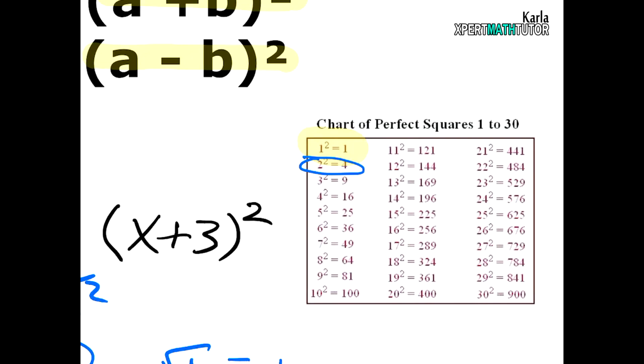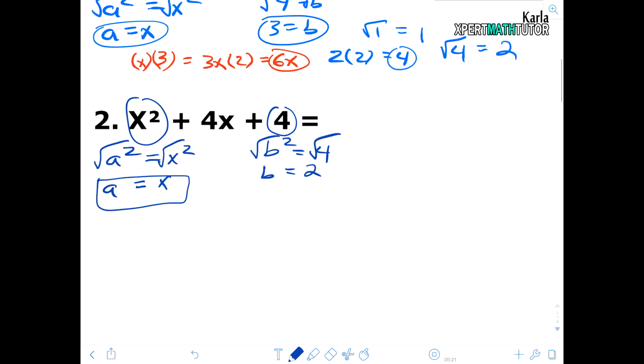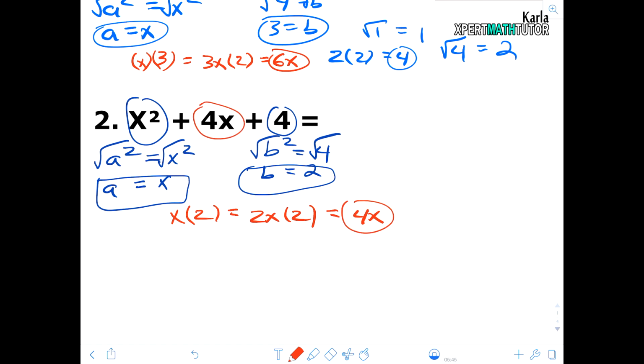So just remember that chart for reference. So now that I have A and I have B, I'm going to multiply them. So x is A, x times B is 2, x times 2 is 2x. And if I double it by multiplying by 2, I get 4x. 4x equals my middle term.